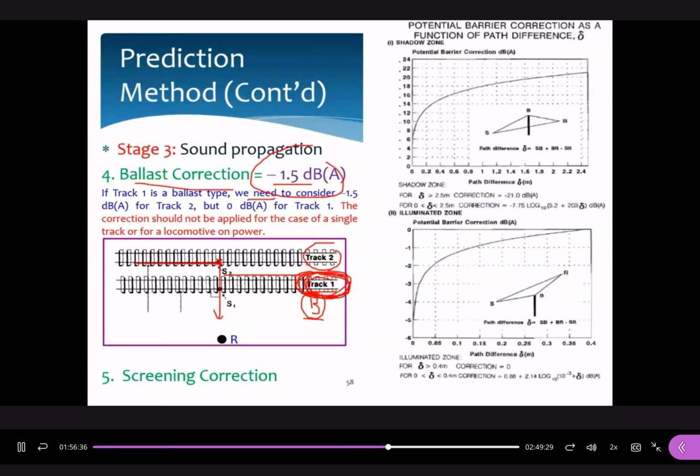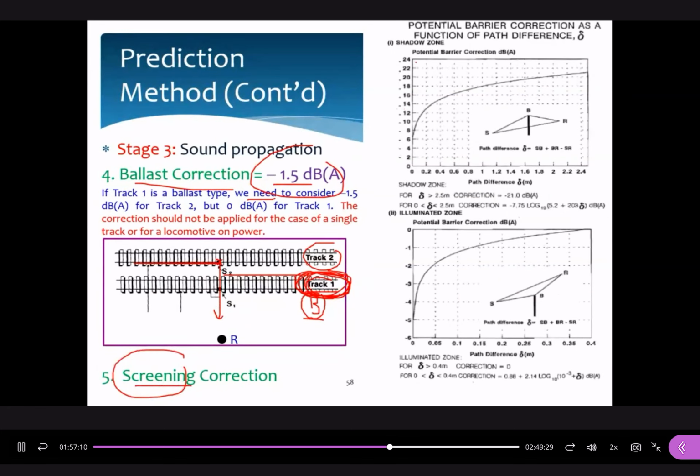I repeat again, this correction factor will only occur when we have double tracks. If there is only a single track, we do not need to consider this factor, even if this is a dual railway. With double tracks, if track number 1 is not a Border's type, we do not need to consider this one. Any problem?